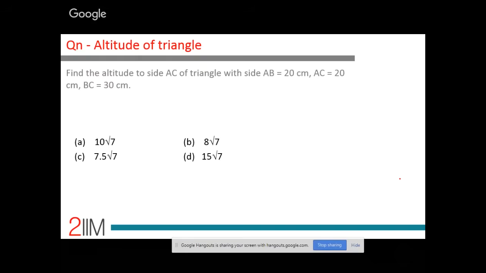This is an isosceles triangle, so that is very useful. So use that idea. This is an isosceles triangle. So for an isosceles triangle, from the unequal angle, if you draw a line perpendicular to the base, it will bisect the base. And use that idea.